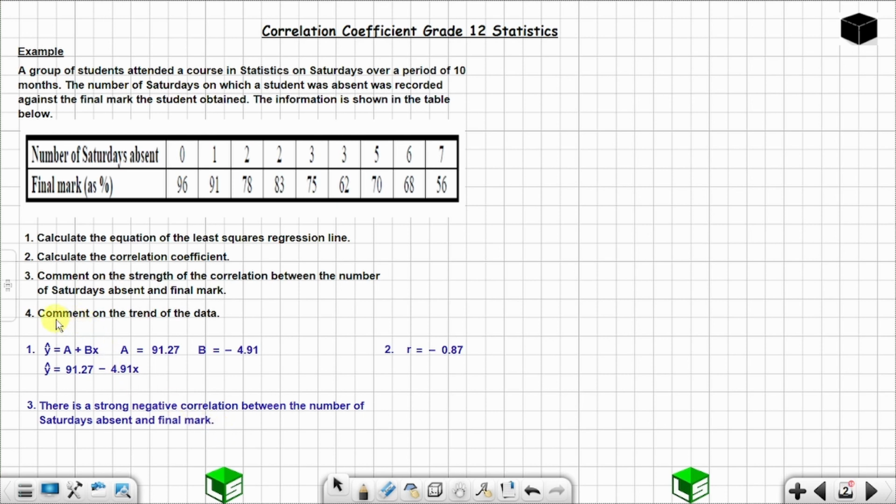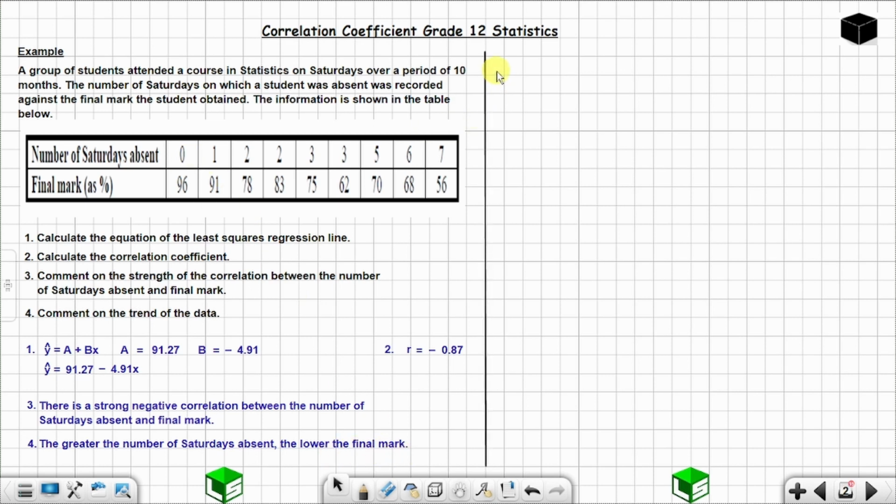Now question 4: comment on the trend of the data. You can see from the data, the greater the number of Saturdays absent, the lower the final mark. There is an increase in the number of Saturdays absent, and there is a decrease in the final mark. So the greater the number of Saturdays absent, the lower the final mark.